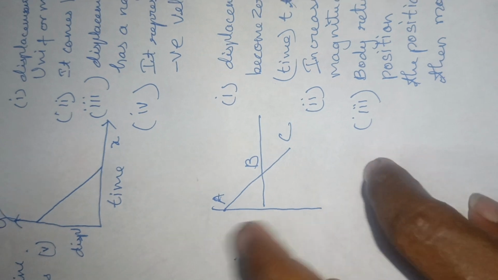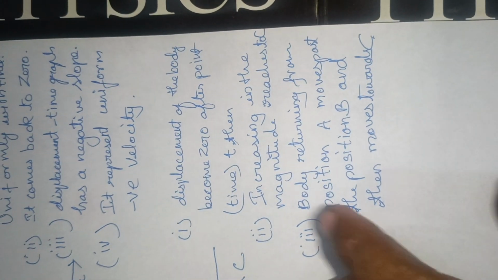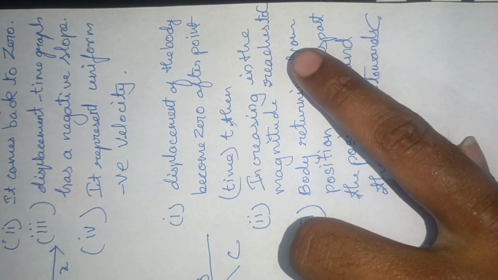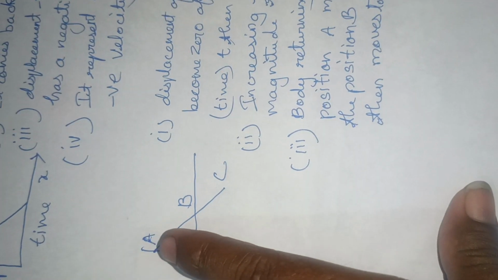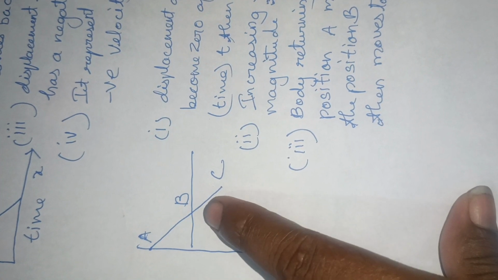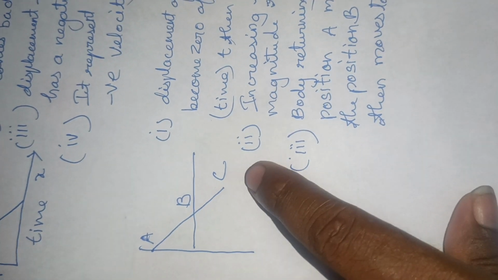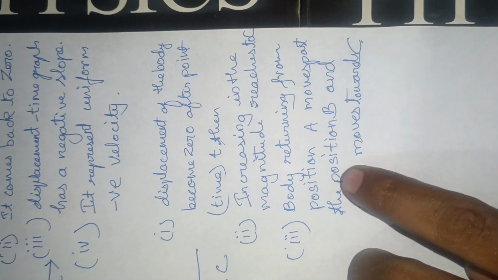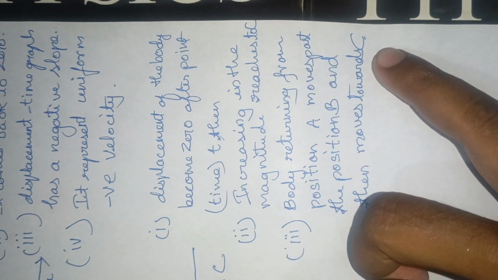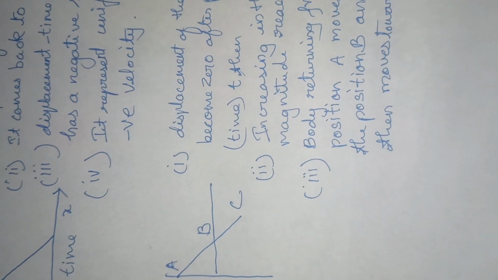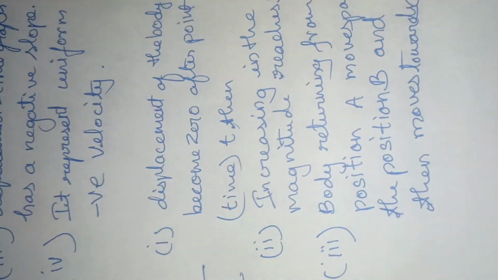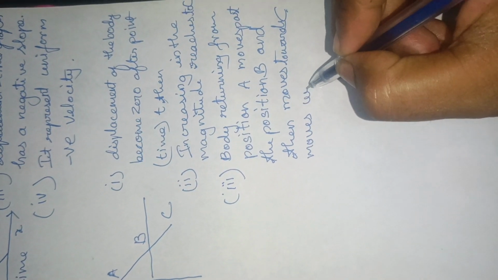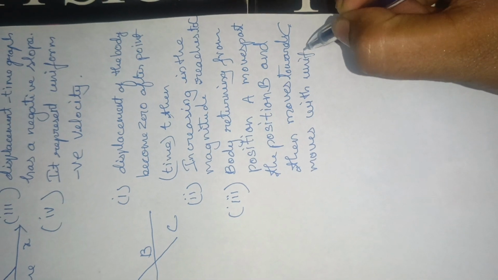See, this graph is also quite different from the above graphs, but see what the difference is. The displacement of the body becomes 0 after time t, and then increasing in magnitude it reaches C. Starting from A, it reaches B, that is, it comes back to 0, and then crosses beyond to C. The body returning from position A moves past the position B and then moves to C. Hence it moves with a uniform velocity.